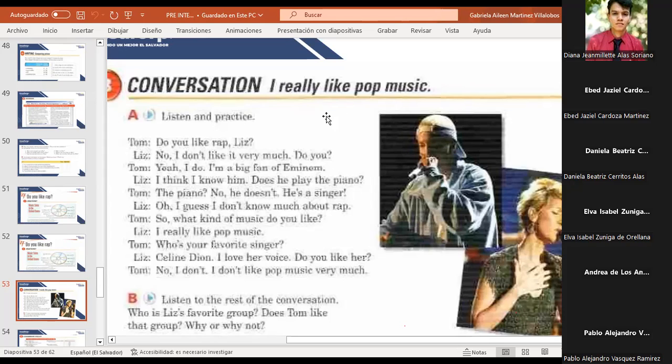Oh, I guess I don't know much about rap. So, what kind of music do you like? I really like pop music. What's your favorite singer? Celine Dion. I love her voice. Do you like her? No, I don't like pop music very much. All right, thank you. Okay, let's go to the rooms and practice, please. Okay.